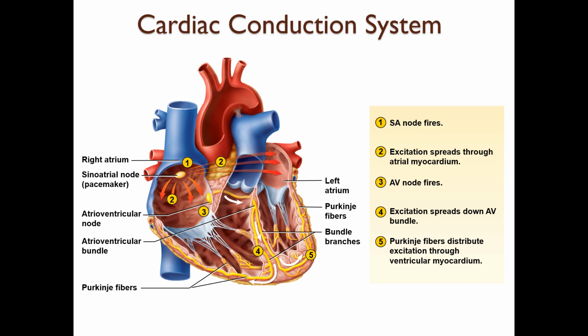And at the same time the SA node fires, it also sends a signal to that other node, which is the AV node. So when the AV node gets the signal, it fires, and then that signal or impulse is going to travel down the AV bundle, the bundle branches. And notice what they're connected to, the Purkinje fibers. And the Purkinje fibers stimulate the ventricular myocytes. Okay? And that causes them to contract.